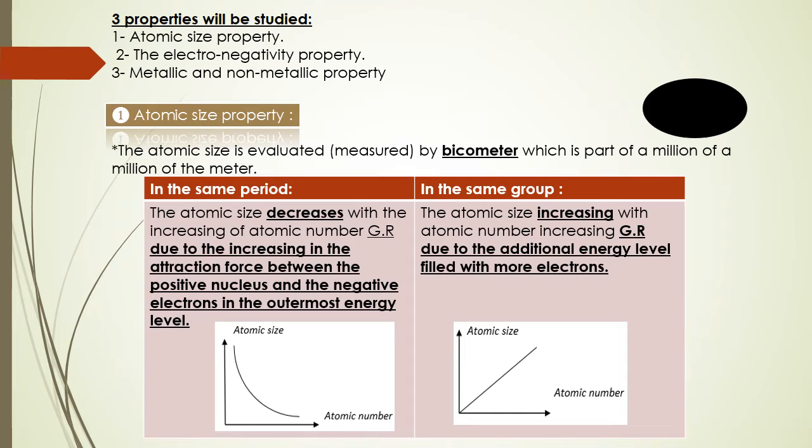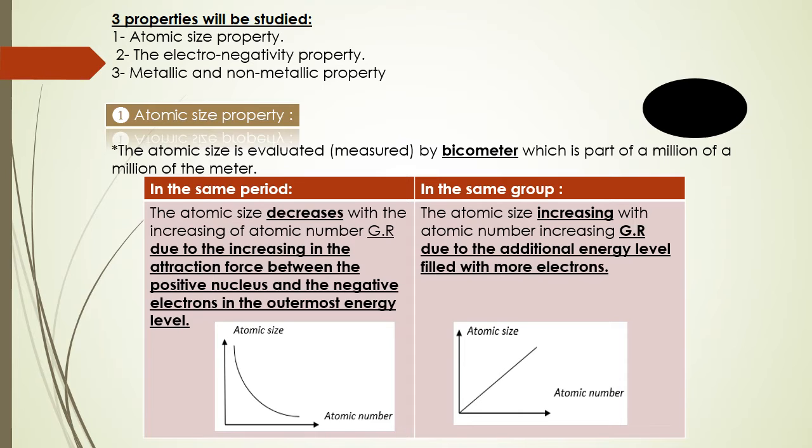What's meant by directly proportional? That means increase together and decrease together. But in the period it is inversely proportional. What's meant by inversely proportional? That means when one increases, the other one decreases, and when one decreases, the other one increases. So in the same period, the atomic number increases, the atomic size decreases. And in the same group, the atomic number increases, the atomic size increases due to increase in the number of energy levels.